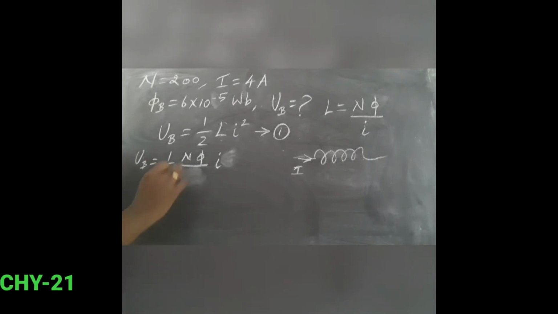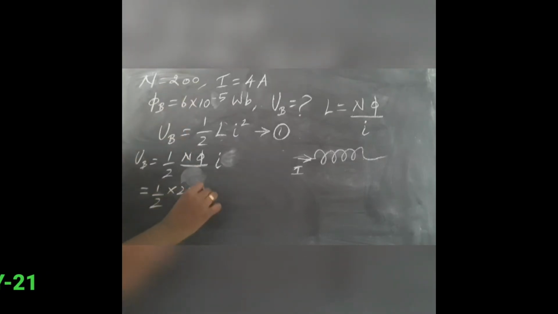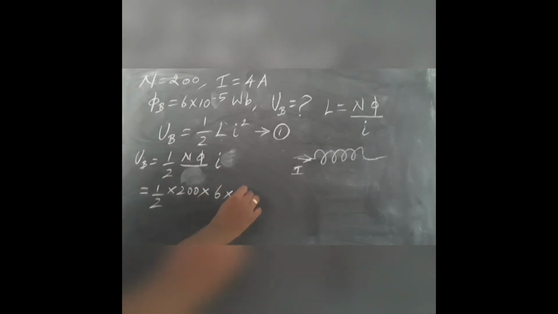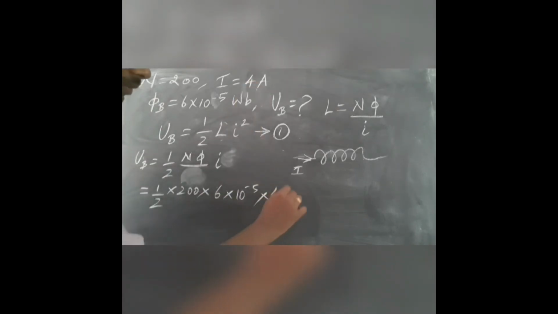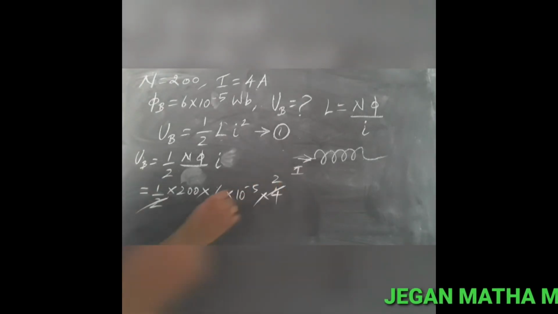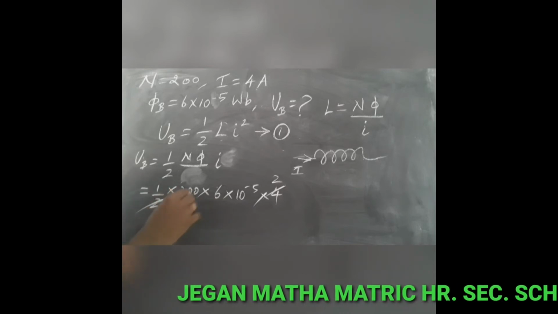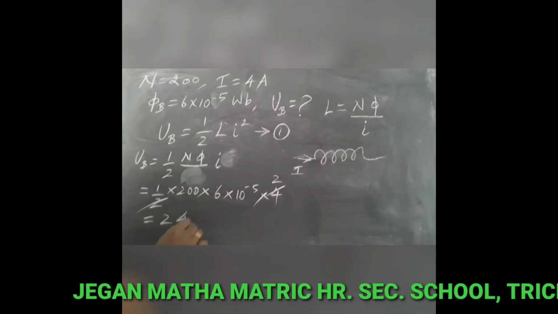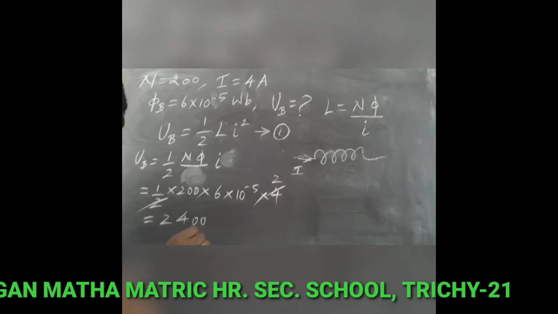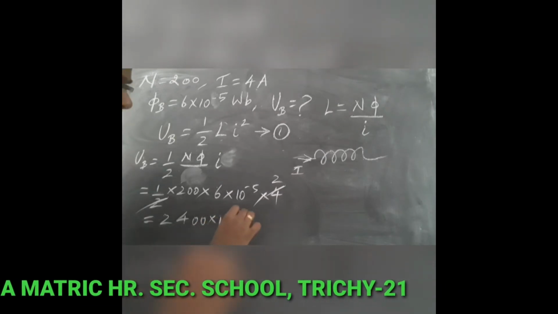1 by 2, what is N? Number of turns in the given coil. Phi is the magnetic flux in the coil. 6 into 10 to the power of minus 5, into current value, which is 4. This can be cancelled, so it will be 2. 2 into 6, 12. 12 into 200 is 2400 into 10 to the power of minus 5.